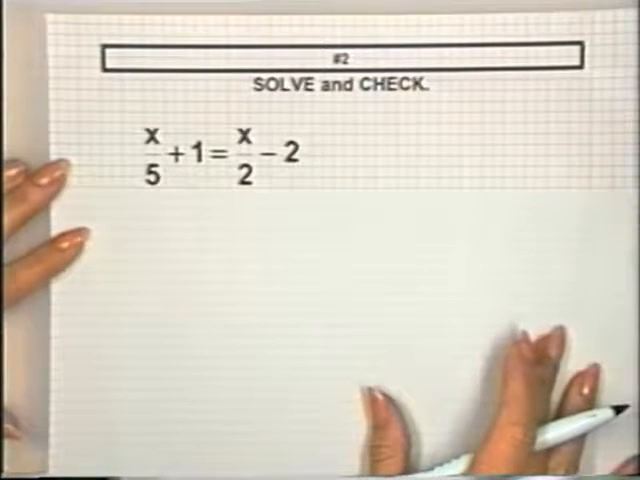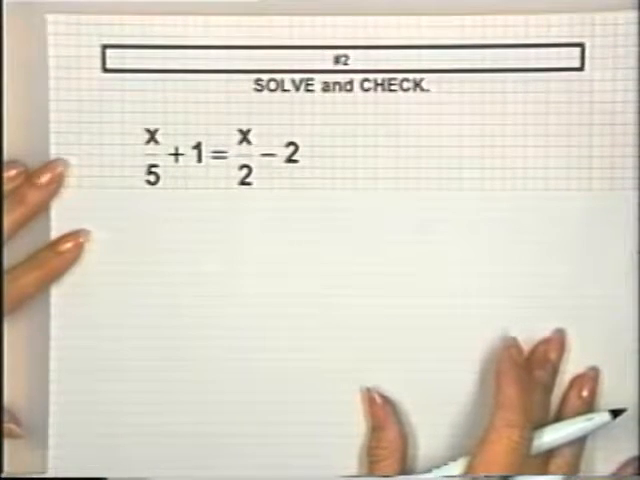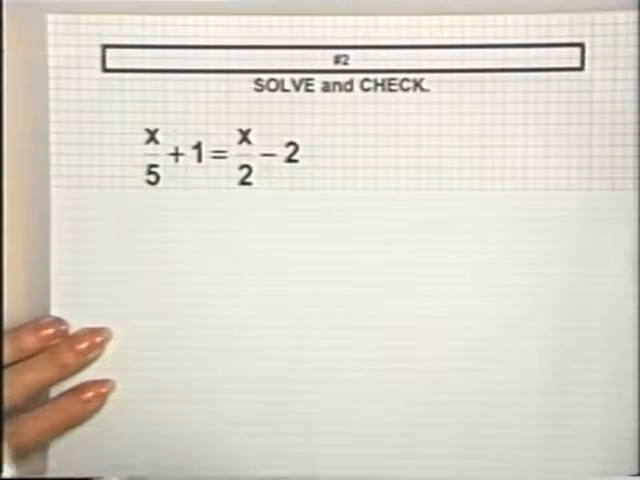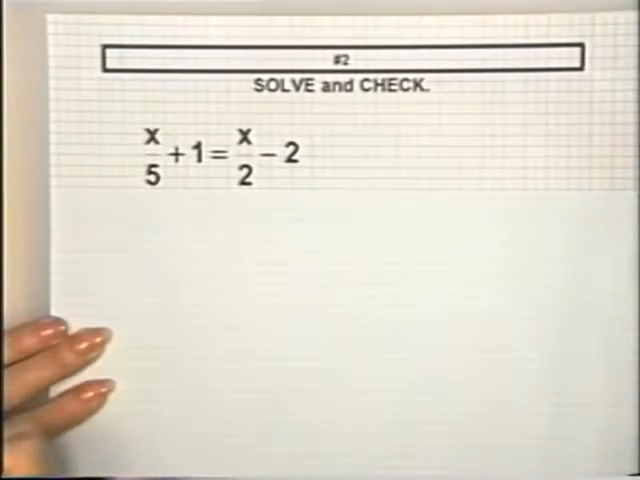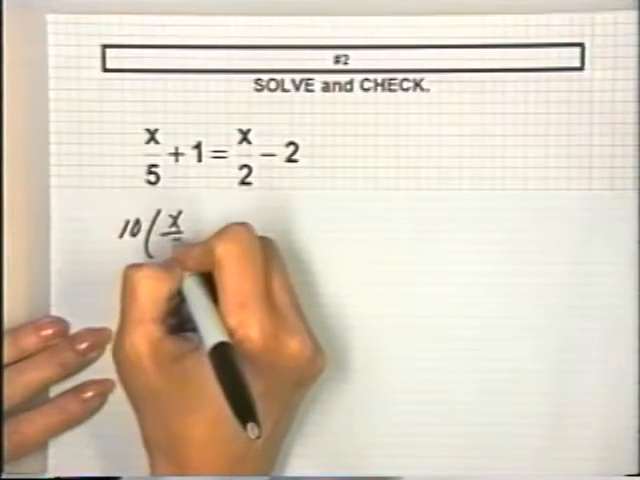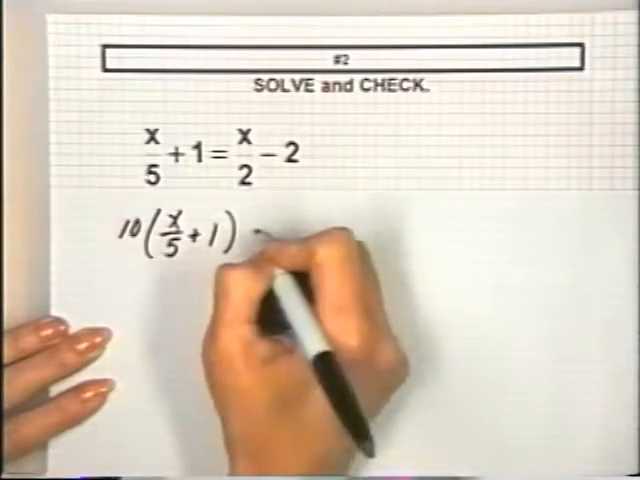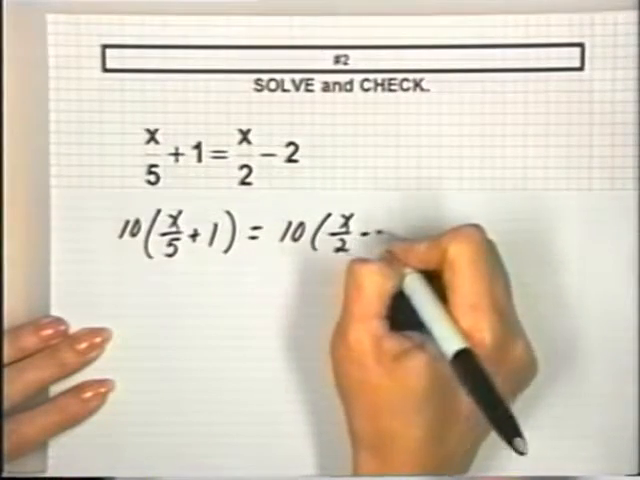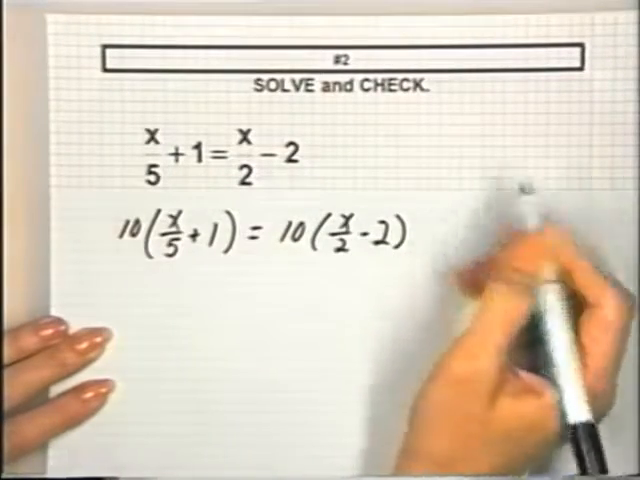It is a linear equation. I want to remove parentheses if I have parentheses, but since I do not, I want to remove the fractional coefficients. I do that by multiplying by the LCD. The LCD for 5 and 2 is 10. So I will say 10 times x over 5 plus 1 equals 10 times x over 2 minus 2.